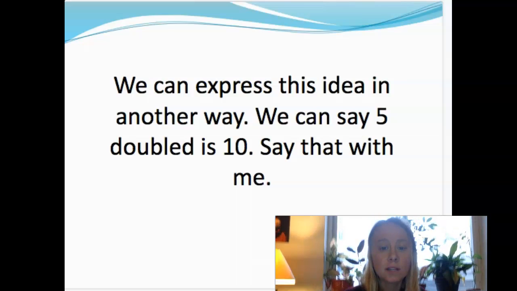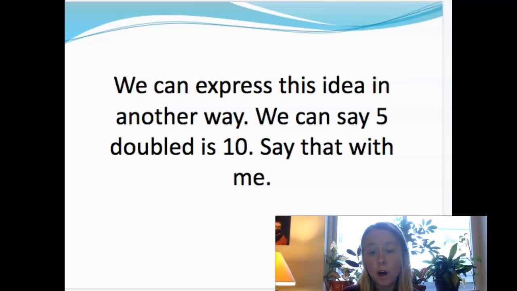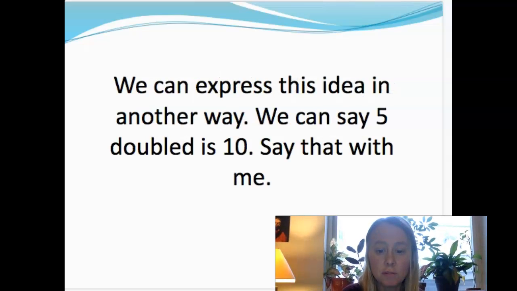We can also express this idea in another way. So we don't always have to use an addition equation. If I was thinking about 5 plus 5 equals 10, I could also say that 5 doubled equals 10. Say that with me. 5 doubled equals 10. I'm actually going to write that so we can read it together.